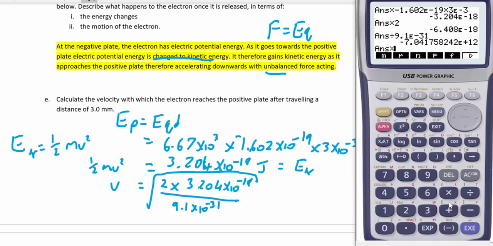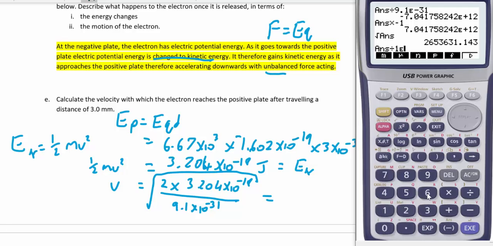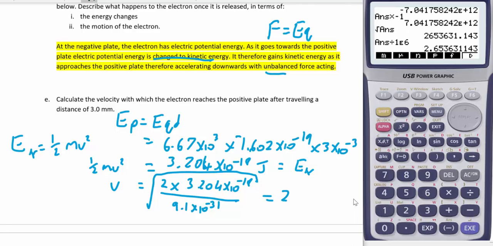You're going to get a negative answer. You can't get the square root of a negative answer, so I'm just timing it by -1 before going through. And so you get this big answer here. And if I divide it by 1 times 10 to the 6, then I can get that it means 2.6 times 10 to the 6 meters per second.